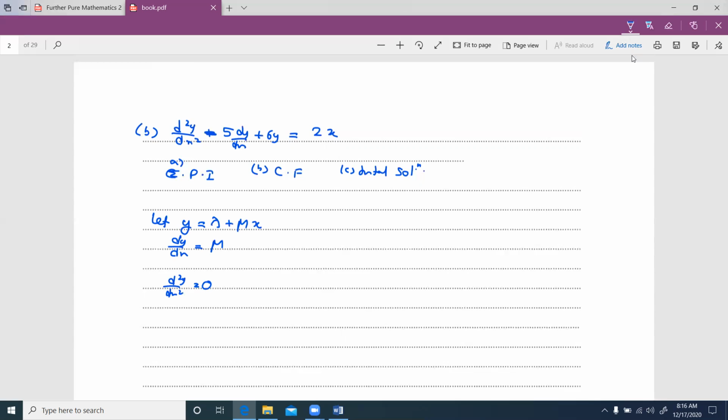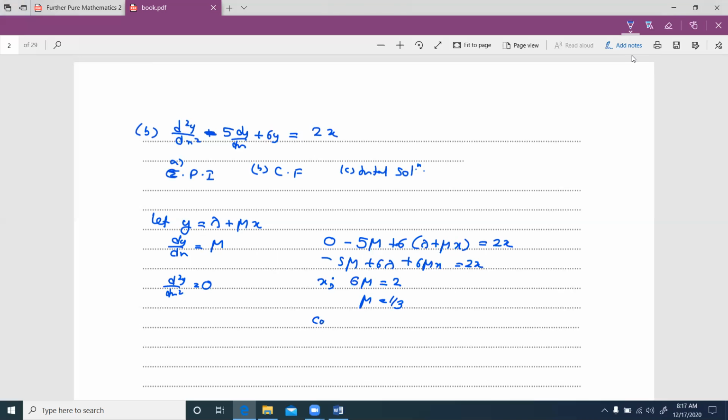Therefore, you can write from this equation 0 minus 5 times of mu plus 6 times of lambda plus mu x is equals to 2x. Then you can say minus 5 mu plus 6 lambda plus 6 mu x is equals to 2x. From this equation, if you equate the coefficients of x, the coefficient of x in this side is 6 mu, whereas coefficient of x in this side is 2. Therefore, mu turns out to be 1 over 3.